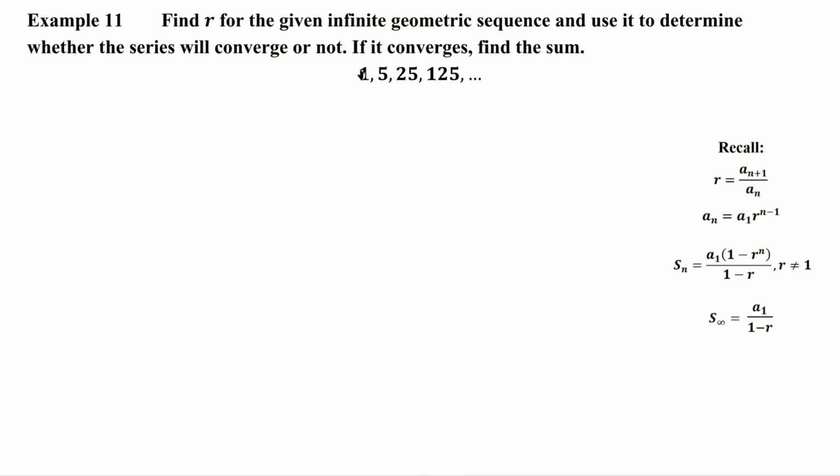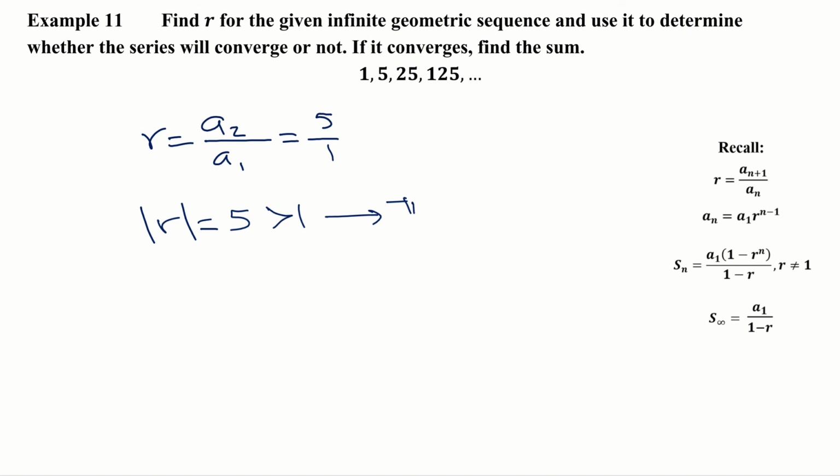All right, so we're going to find the common ratio for this particular sequence and use it to determine whether the series will converge or not. And if it does converge, we'll find the sum. So r, of course, we can get using our very first formula. So for example, we can do a2 over a1, right? And we get 5 over 1. Now the absolute value of r here is 5, which is greater than 1. Therefore, the series diverges. We're not going to be able to get a sum out of that particular series. You can see this one is increasing without bounds, so it's going to be infinity, right? The sum is just not going to be a fixed, constant sum. All right, let's go ahead and move on.